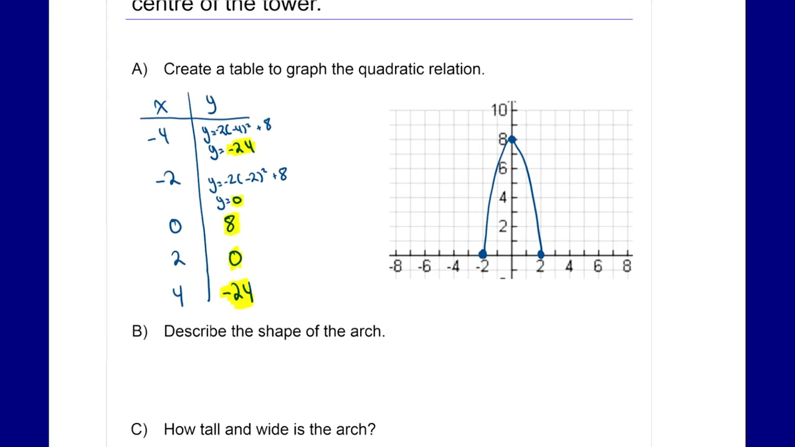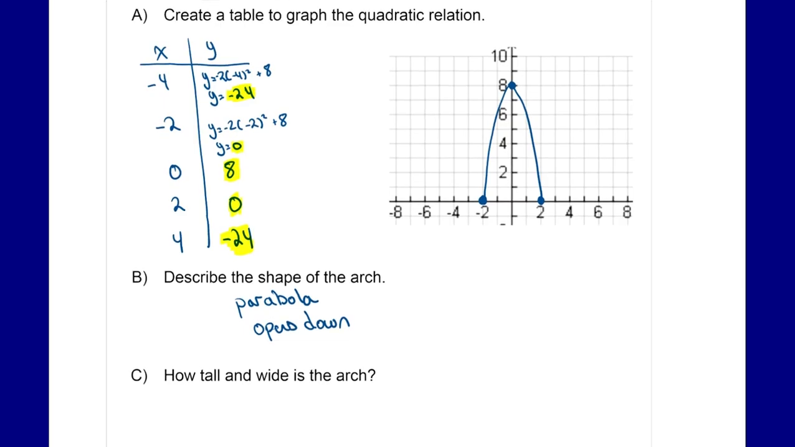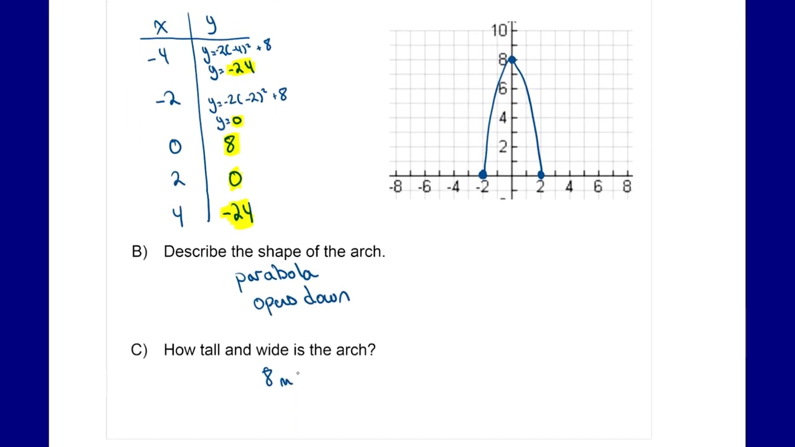So describe the shape of the arch. What does this arch look like? Well, it does have that n shape. It is a quadratic, so we can call it a parabola. We could say it opens down. How tall and wide is the arch? By looking at this graph of the points, we could say it is 8 meters tall.